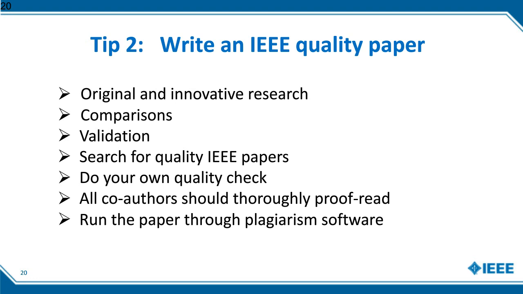If you're publishing for the first time in IEEE, look at quality IEEE papers online from any IEEE journal. Download copies of papers that are highly cited, and look at all the elements in the paper and do your own quality check. Check those papers against yours. Have you got all the elements of those papers in yours? It's very important for all co-authors to thoroughly proofread their papers before submitting. It's surprising how many papers I receive and I reject straight away, because clearly the first author may be a very junior author and there's a bunch of senior authors after.